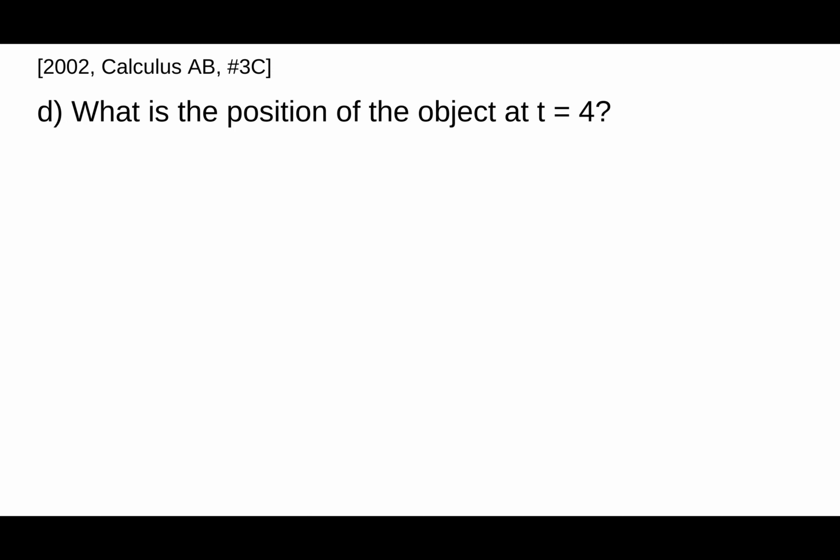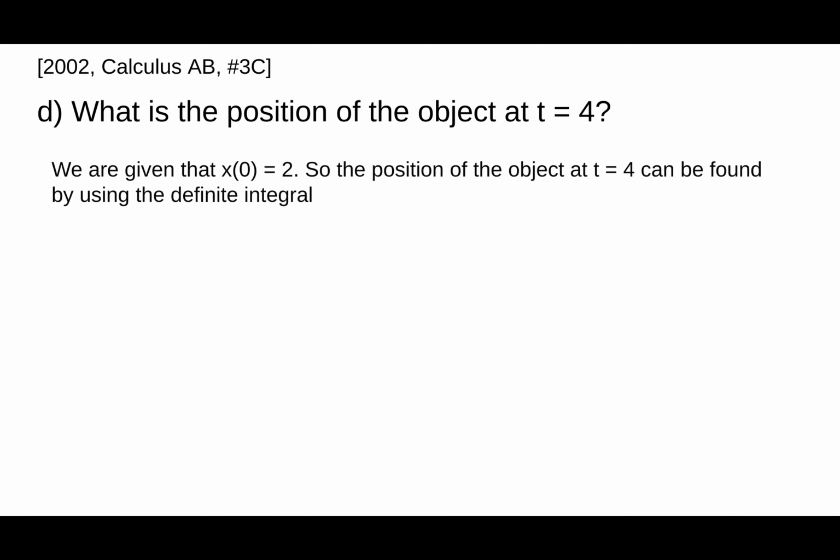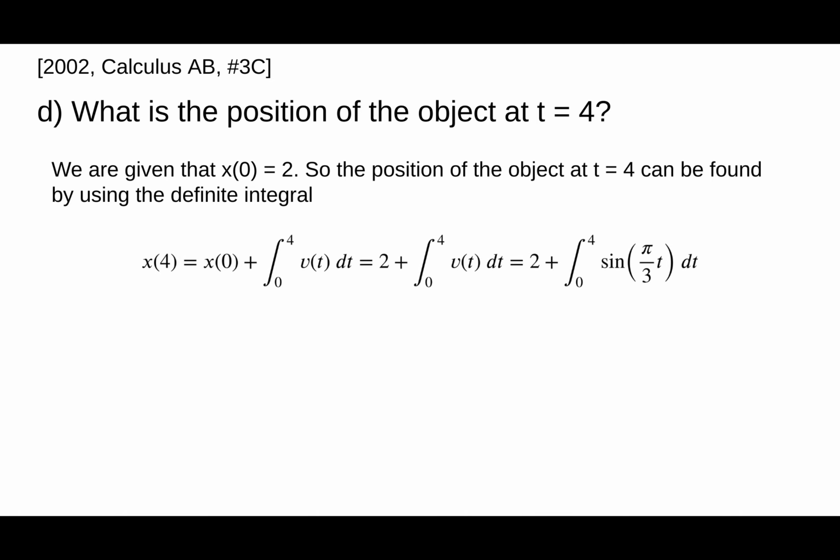In part D, we are asked to determine the position of the object at t equals 4. Position of the object will require use of the initial condition that x of 0 is equal to 2, but this is also a fundamental theorem of calculus question. The position at t equals 4 can be found using definite integration. X of 4 is just x of 0 plus that integral, only without the absolute value. So we have x of 4 equals x of 0 plus the integral from 0 to 4 of v of t dt. We're given that x of 0 is 2, so we can substitute that in. We know that v of t is sine of pi thirds t.